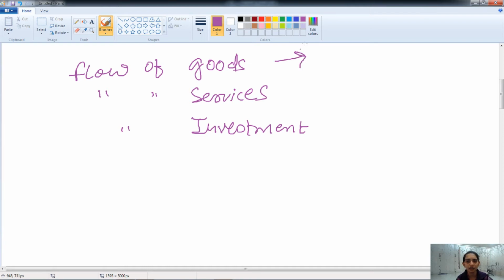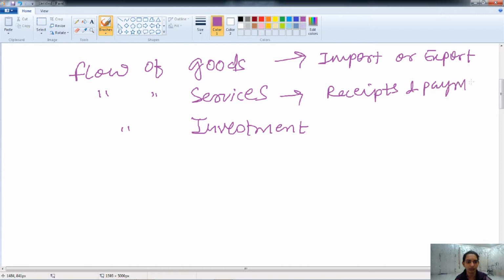Let's say when we have the flow of goods, so when there is import or export of goods, it is recorded in the BOP. Or let's say any country has rendered a service to any other country or received a service from any other country, then we have receipts and payments. That is also recorded. It is also called an international transaction because it is between two countries. And if the country invests its money with the rest of the world or gets investment from other countries, then the country has a flow of investment. So all of this is recorded systematically.